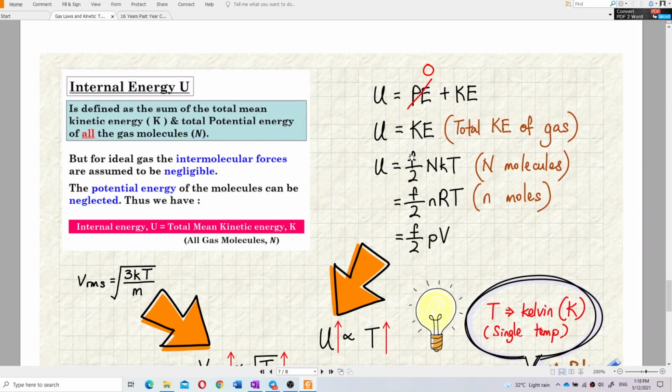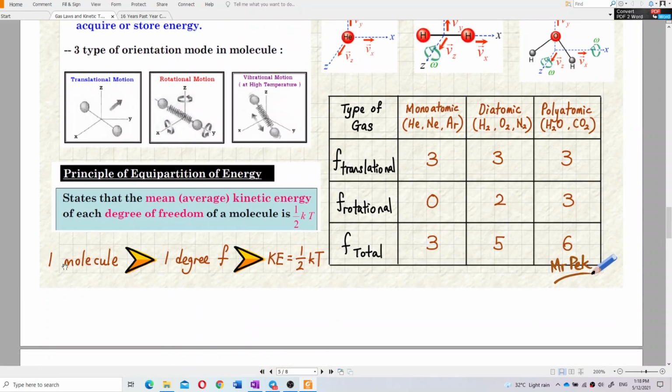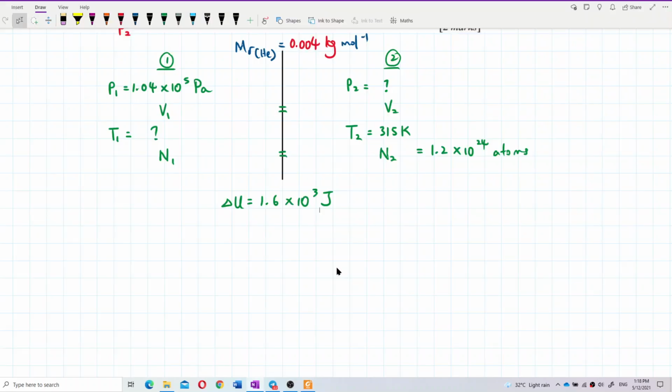It's f/2 nkT or f/2 nRT. We always start from the concept of one molecule of gas with 1 degree of freedom. The energy starts from half kT, isn't it? Okay, let us start from the most basic one. So the internal energy of gas starts from half kT. This is for 1 degree of freedom of one molecule.